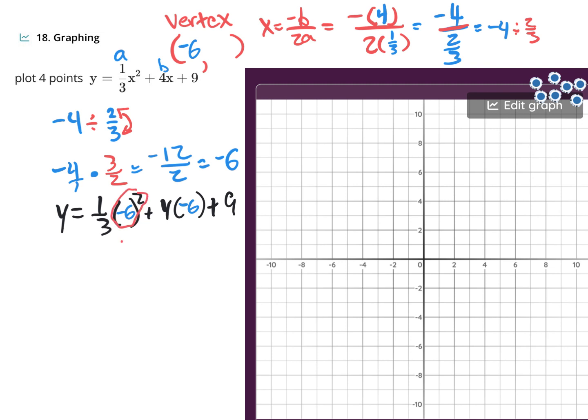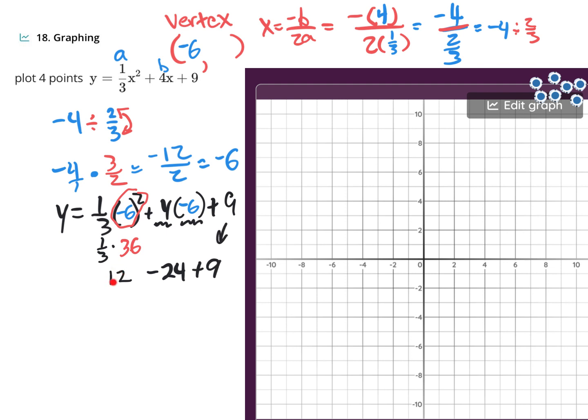Negative 6 times negative 6 is positive 36. But when you multiply it by 1/3 out here, that ends up being 12. Okay? You could do that with the calculator. 1/3 times 36 is 12. And then over here, when you multiply a 4 times negative 6, you'll get a negative 24. And then you could also bring down that plus 9.